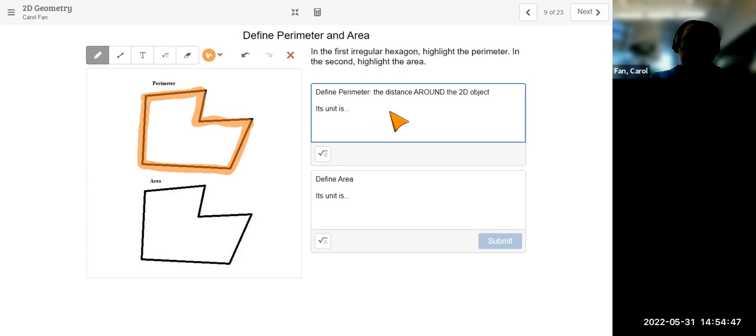The unit is one-dimensional. So we use something like meters or miles or yards, but you'll notice that there are no exponents.